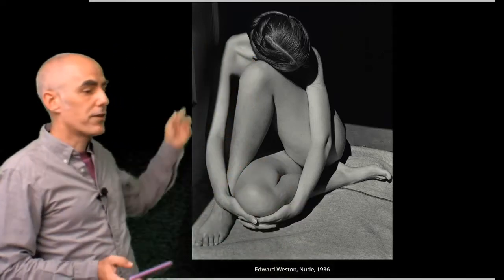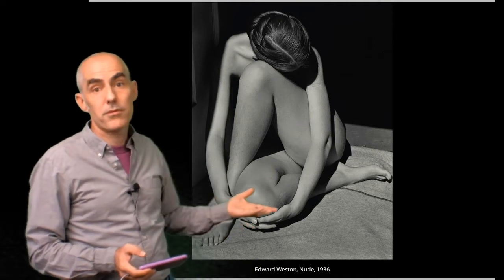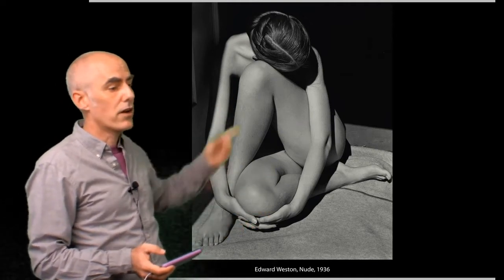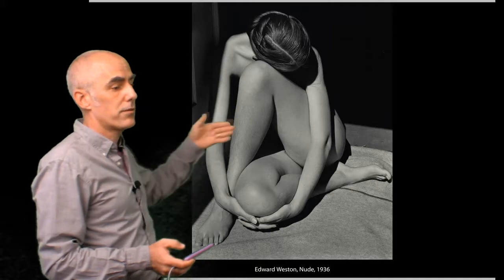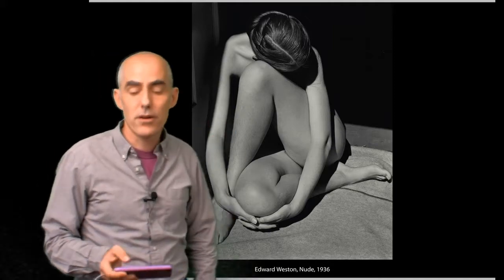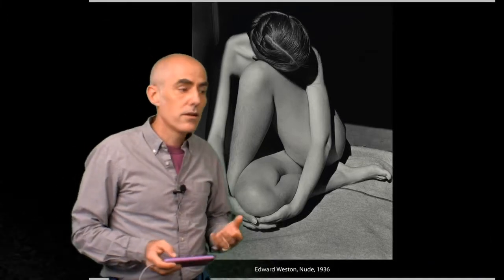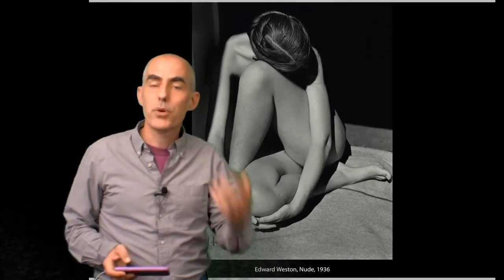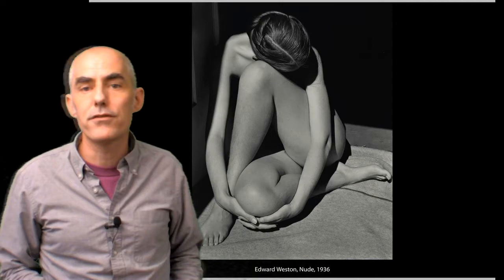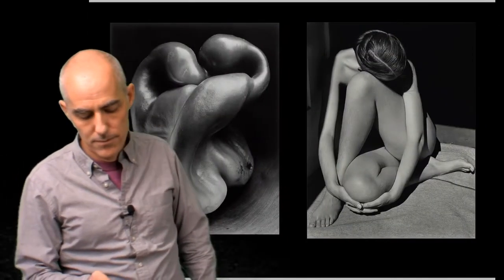So on one level, this is all shapes, right? There's the oval of the head, there's the oval of the arms, there are these triangles here, there are these planes that surround her. But on another level, all of those things are put there to direct your eye, to pull you in, to engage you as a viewer with that picture.